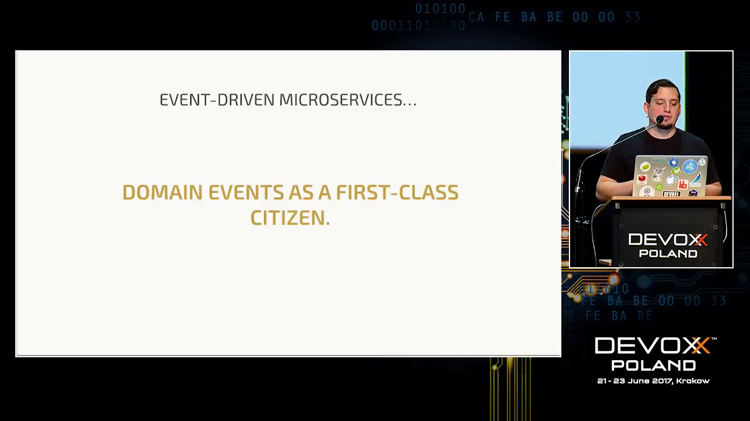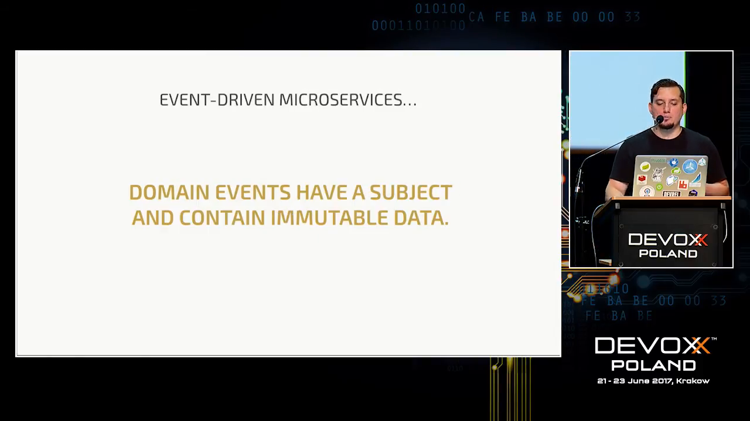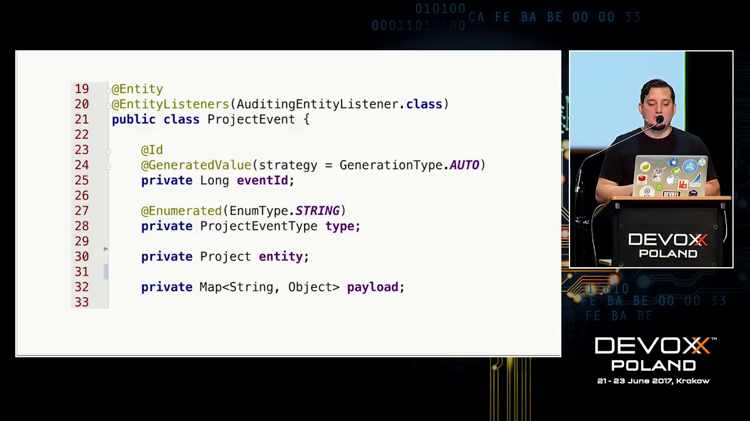So a few guidelines here. Domain events are going to be first-class citizens of this architecture, right? So every time you change state in the system, you'll have a domain event, which will then apply that change to the query model. So our domain events are going to have a subject, and they're going to contain immutable data. And that's going to look like something like this.